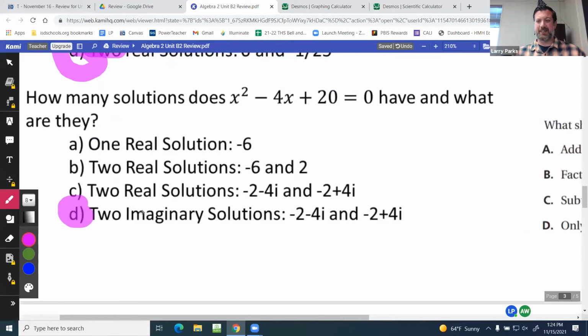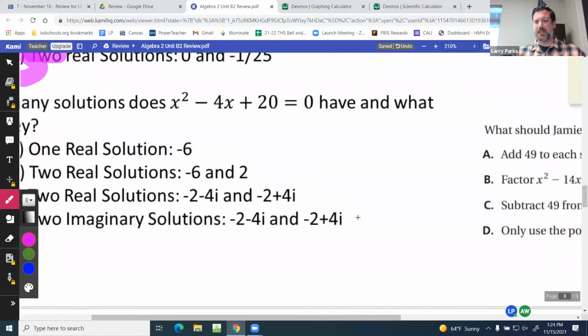Now, how would I find that? I would use the quadratic formula, and that should spit out those two. For sake of time, I don't have time to go over that.